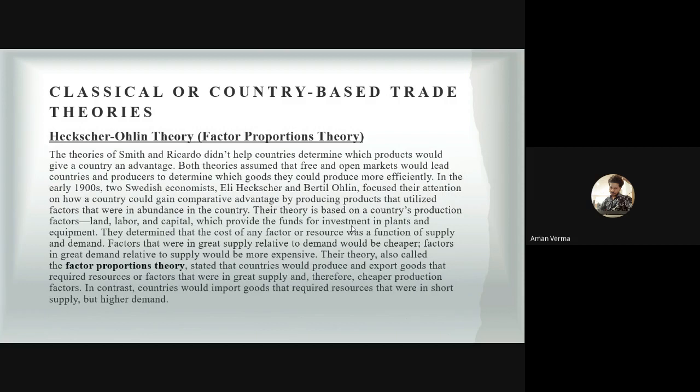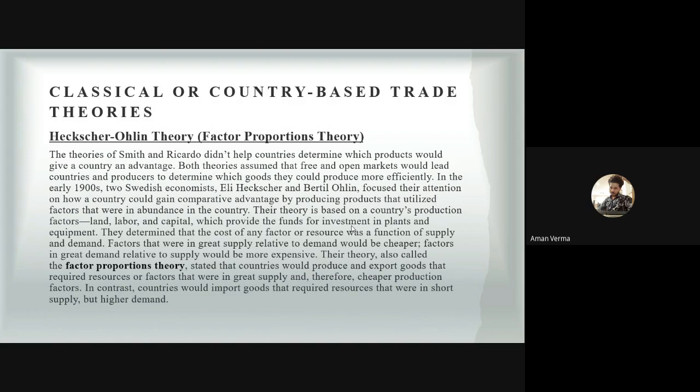Both theories assumed that free and open markets would lead countries and producers to determine which goods they could produce more efficiently. In the early 1990s, two Swedish economists, Eli Heckscher and Bertil Ohlin, focused their attention on how a country could gain competitive advantage by producing products that utilized factors that were in abundance in the country. Their theory is based on a country's production factors: land, labor, and capital, which provides funds for investment in plants and equipment.